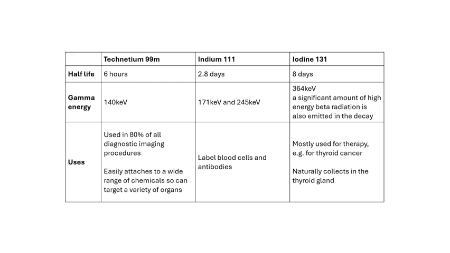Indium-111 is used to label blood cells and antibodies. Iodine-131, remember iodine and the thyroid. It naturally collects in the thyroid. It's mostly used for therapy, for instance, for treating thyroid cancer, but you can also use it for imaging at the same time as well. Look at the energy of the gamma photons. With the iodine-131, you get a significant amount of high energy beta particles emitted as well.